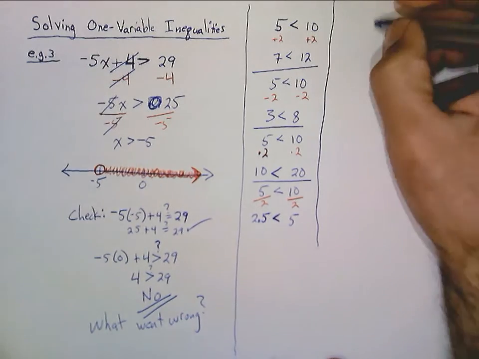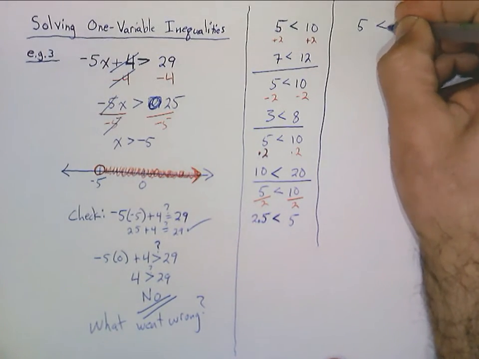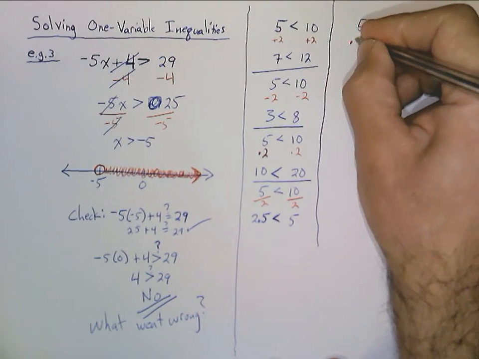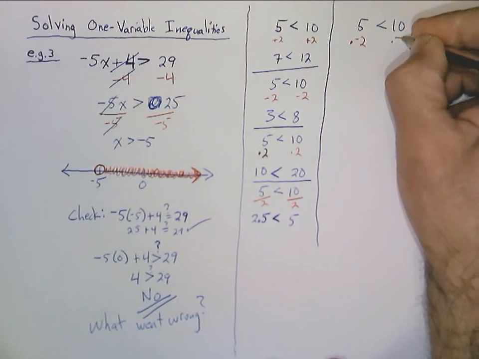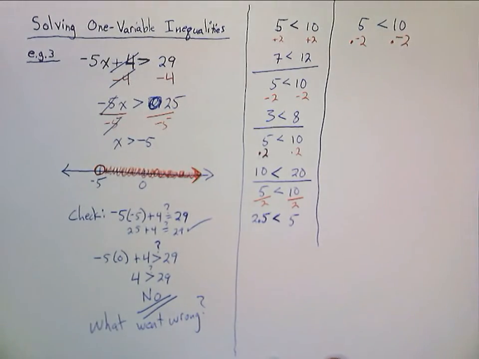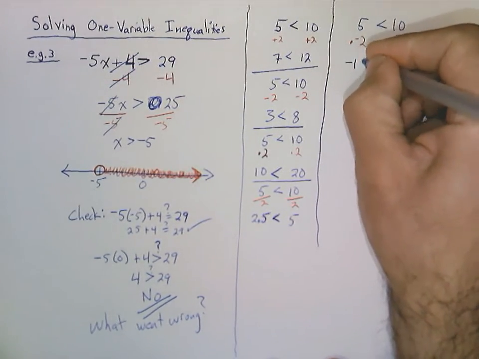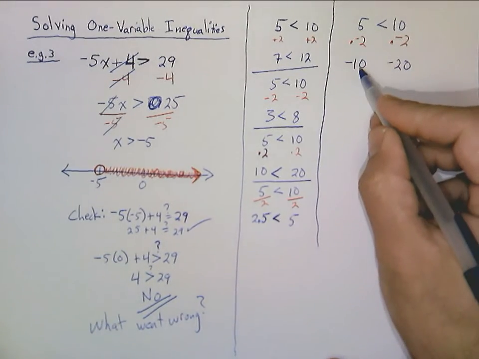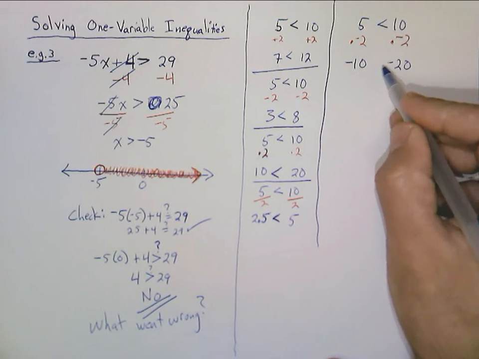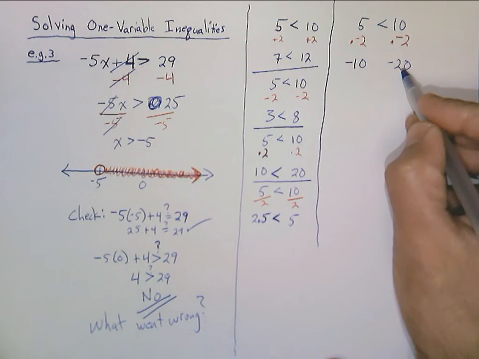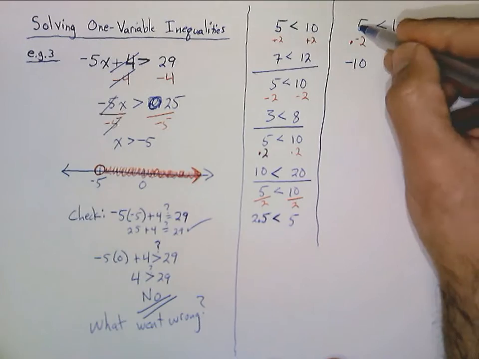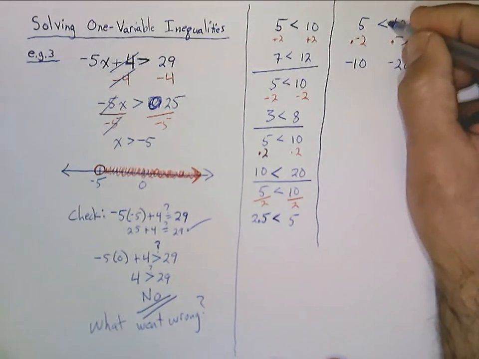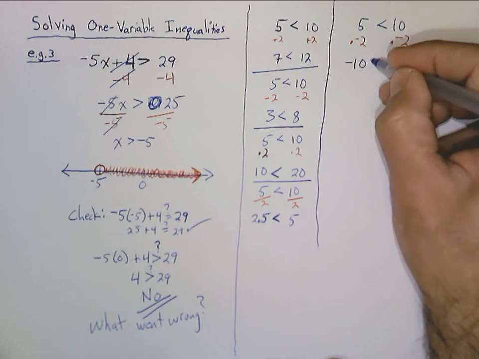So, here's the thing. 5 is less than 10. If we multiply both of them by negative 2, 5 times negative 2 is negative 10. 10 times negative 2 is negative 20. Oops, negative 10 is definitely not to the left of negative 20. That's a big thing here. So if we have an inequality and we multiply both sides of that inequality by a negative number, the inequality must be switched around.